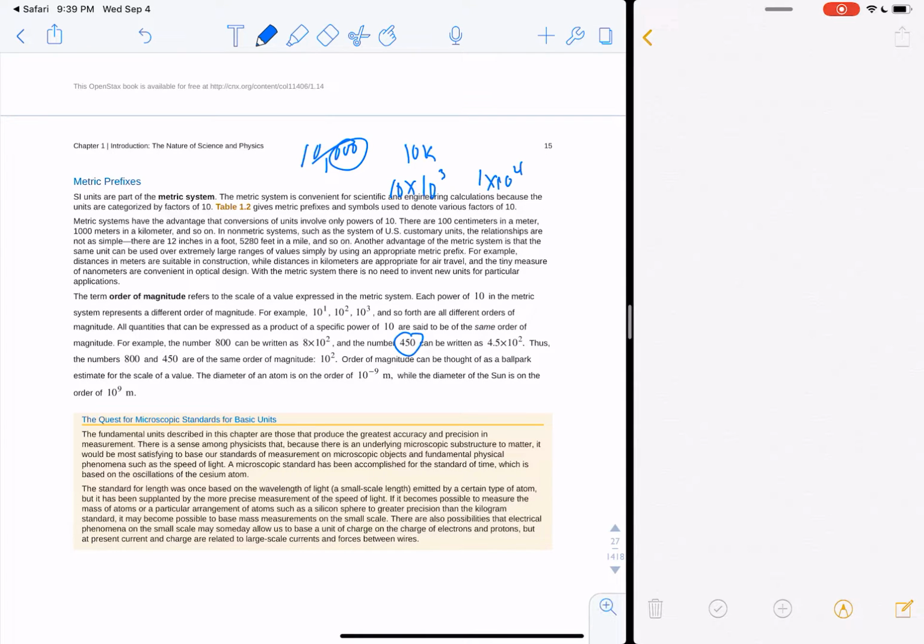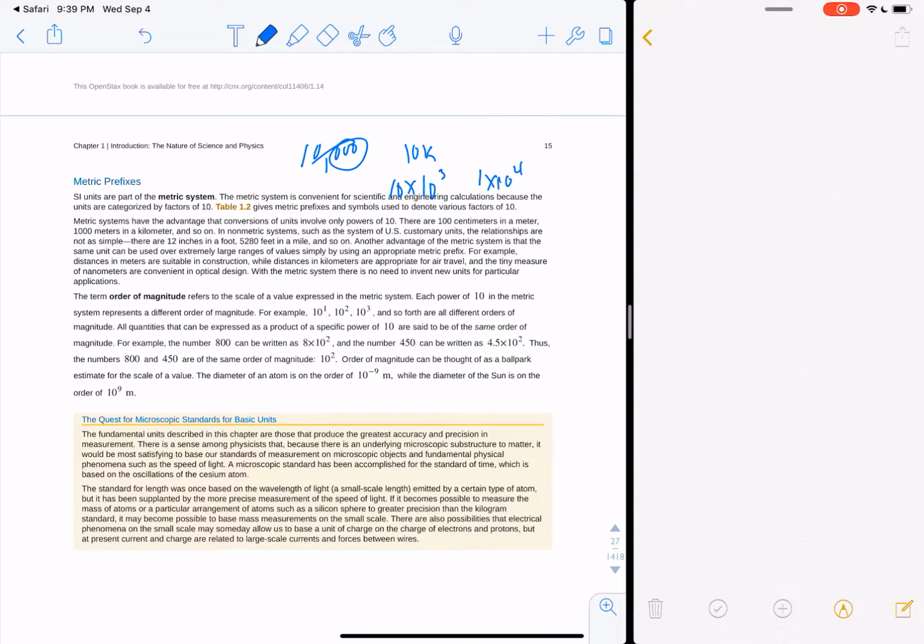So 450, we can write it as 4.5 times 10 to the 2. 10 to the 2 is 100. So 4.5 times 100 gives you 450. So that's just shorthand. Sometimes you only care about what the numbers are, and you're less concerned about the order of magnitude. Other times, vice versa.